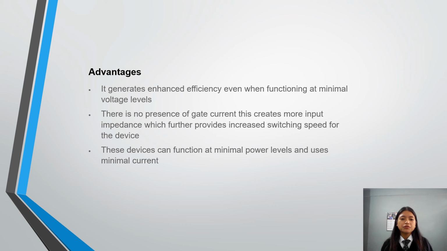And let us discuss the advantages of the MOSFET. Number one, it generates enhanced efficiency even when functioning at minimal voltage level. Number two, there is no presence of gate current. This creates more input impedance, which further provides increased switching speed for the device. And the last one is, this device can function at minimal power levels and uses minimal current.